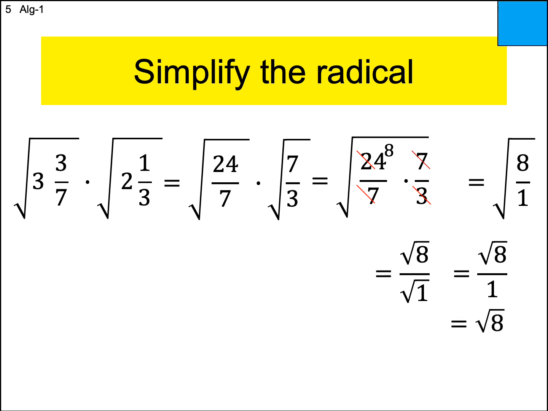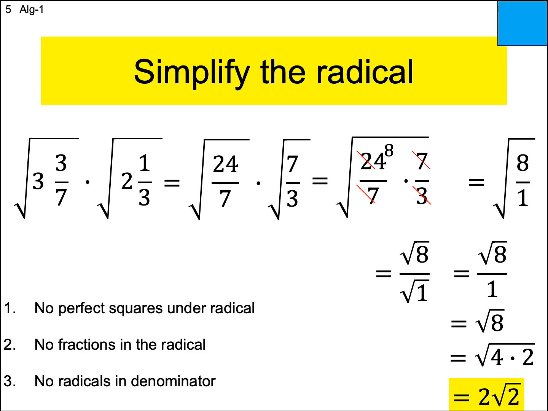Now, rule number 1 says you can't have any perfect squares underneath the square root symbol. Is there any perfect square that goes into 8? Sure, 4. 4 times 2 is 8, and the square root of 4 is 2, so we're left with 2 root 2. All right, notice how long it took us to get an answer there. This has a lot of steps.